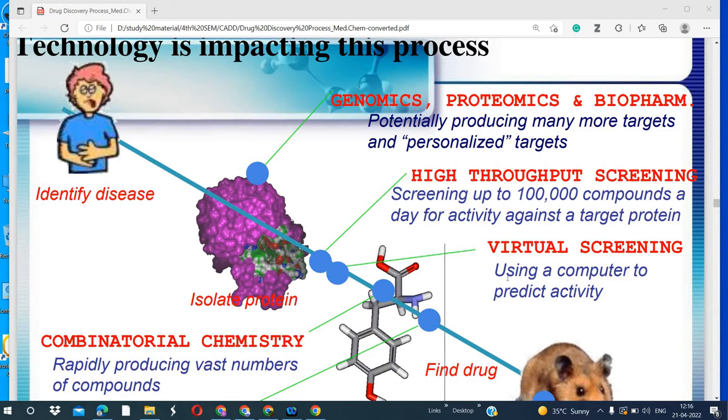There are different computational tools that can be used. We have online tools also, like Hex. We have different software also, like AutoDock, that can be used for docking. Using the docking process, we can also screen the molecules. And virtual screening is also done using a large number of compounds. The large number of compounds can be screened.